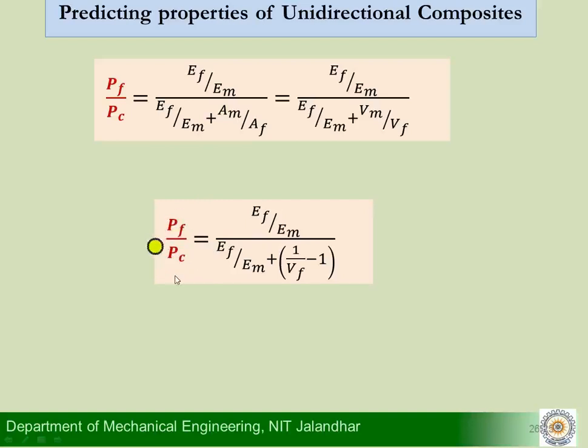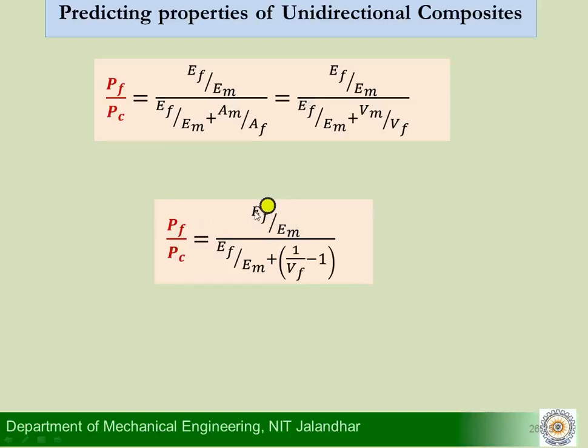So it is basically nothing but the share of the load taken by the fiber out of the total load acting on the composite. It can be written as the ratio of EF by EM upon EF by EM plus 1 upon VF minus 1. So what we observe here is that the ratio of PF to PC, that is the contribution of the load sharing of the fibrous material or the fiber to the total load applied.